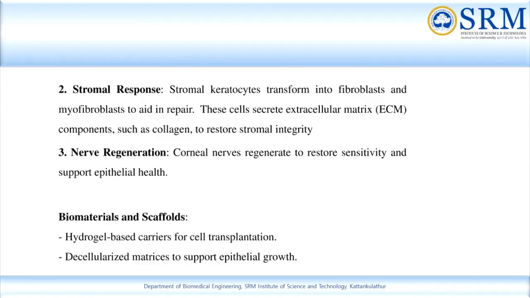So to help in this regeneration process, we can use biomaterials as well as scaffolds. Some of the biomaterials that can be used are hydrogel-based carriers for cell transplantation, because of the ability to mimic the natural ECM. These hydrogels have been very useful, and they can also incorporate growth factors and other cell signaling molecules, and they also help in the easy movement of molecules in and out of the cells.